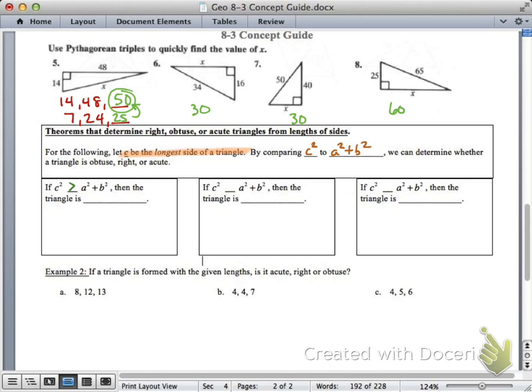Okay, so the first one here, in no particular order, just the order I've done them in, if C squared is greater than A squared plus B squared, then is it a right triangle? Well, of course not. We learned on the previous page that if they're equal, it'd have to be a right triangle. It's an obtuse triangle. If C squared is greater, it's an obtuse triangle.